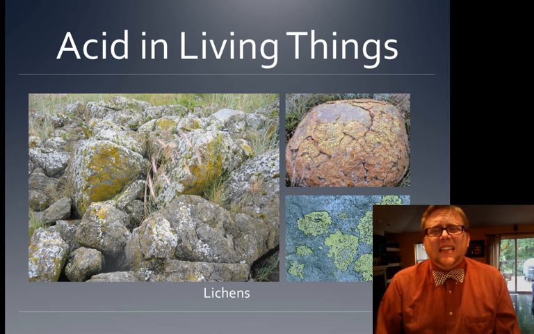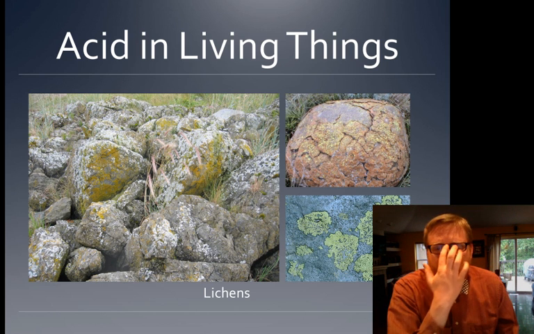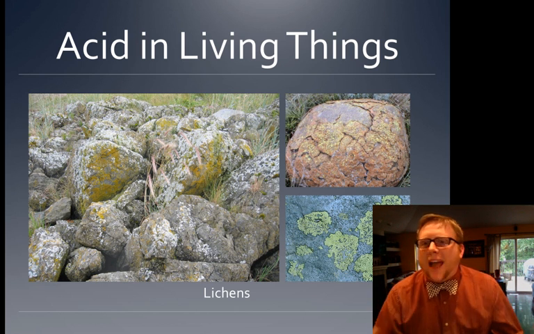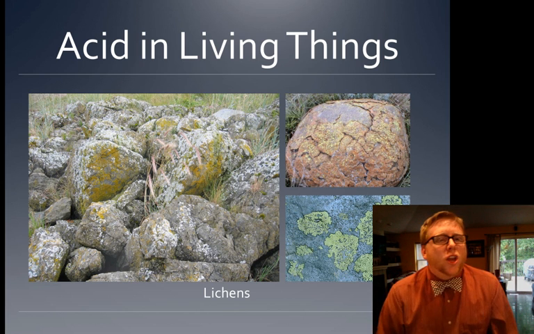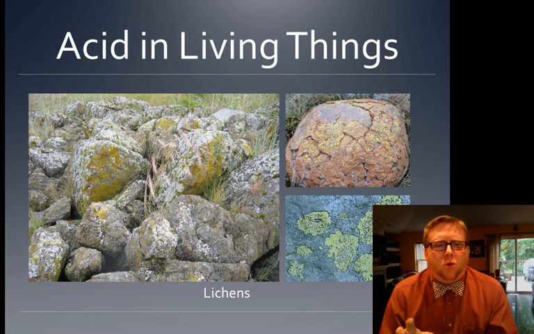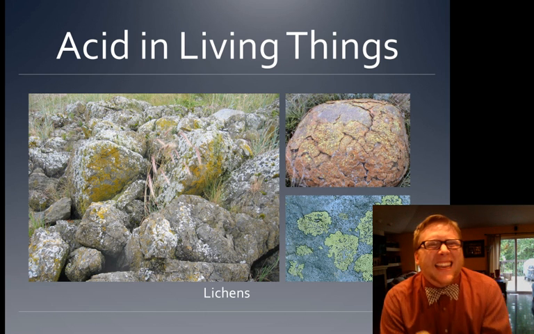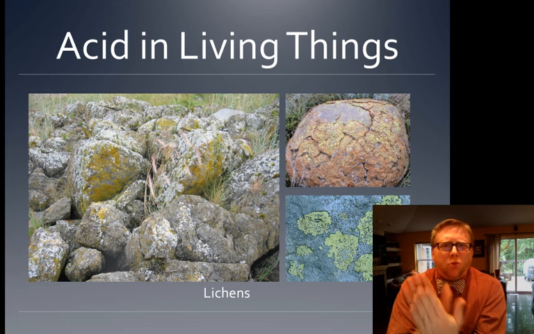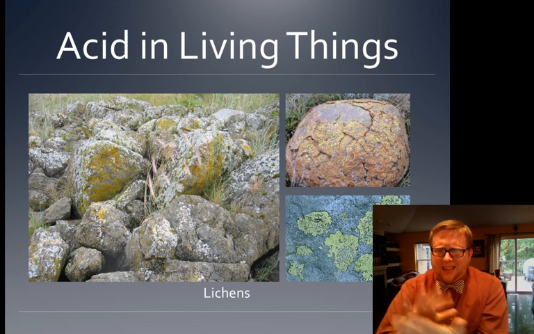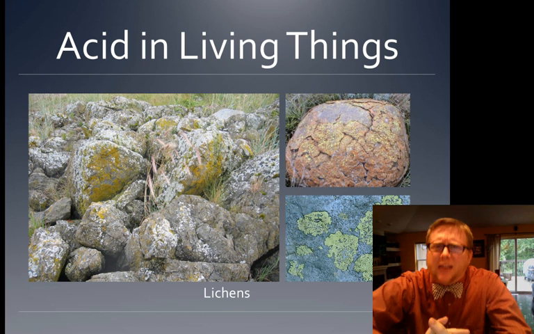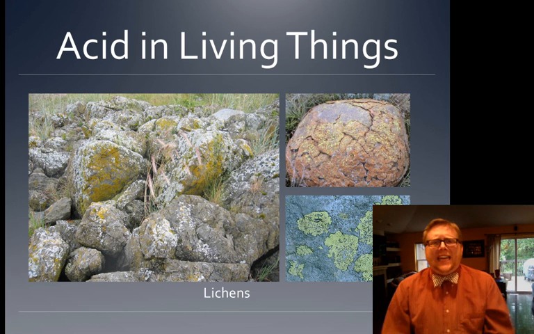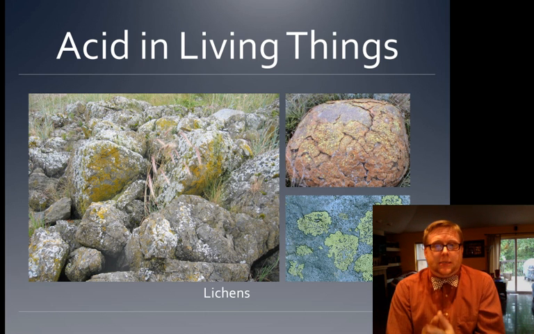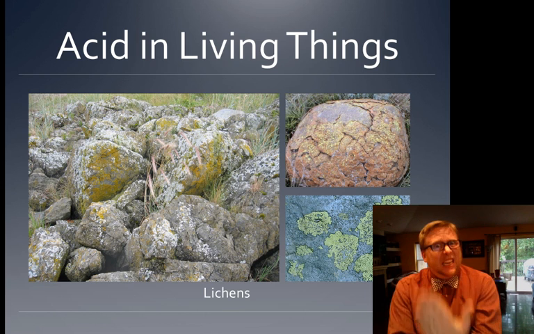So we could have acid in groundwater. We also have acid in living things. If you look at rocks around here, when you go hiking, or maybe in your yard, or maybe you're looking at pieces of our school, you might find these brownish or green or orange or kind of yellowish things on the rock. They're kind of flat, they're really strange. They almost look like a plant. They're not exactly a plant. What they actually are is something called a lichen. And lichen are living things. And they are actually eating the rock.